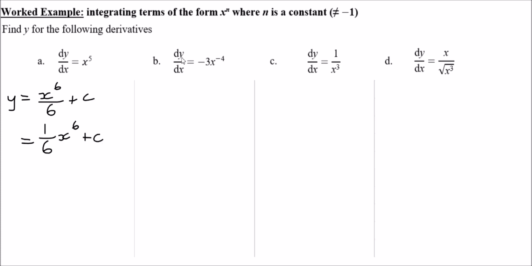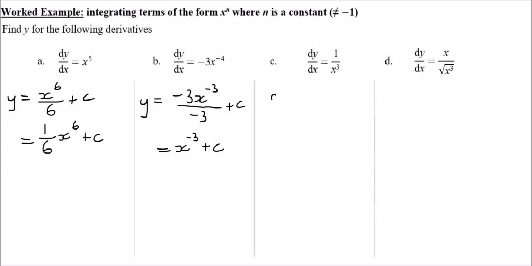This one here, dy by dx equals minus 3x to the power minus 4. Again, just follow the same robotic procedure. We take this, increase the power of x by 1, so the minus 4 becomes a minus 3, and divide through by this new power. So minus 3 is the power, divide through by minus 3. Minus 3 divided by minus 3 cancels nicely and just gives us 1, so we're just left with x to the power minus 3 plus c. And I almost forgot to include the c here.